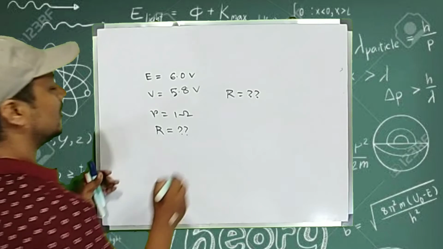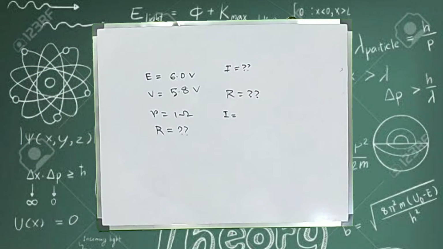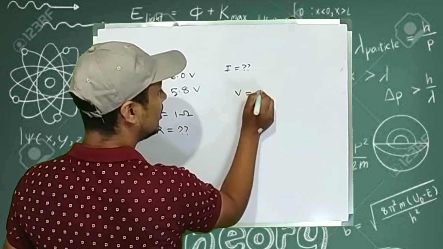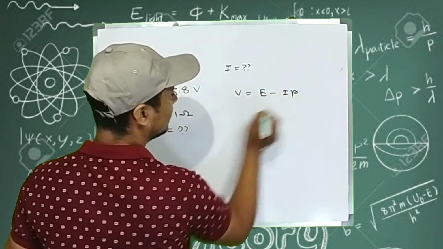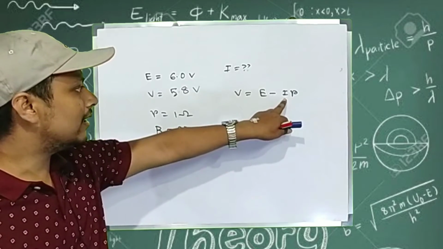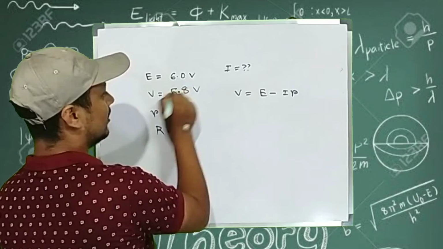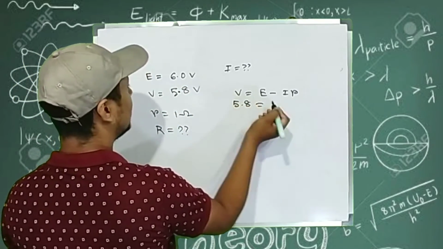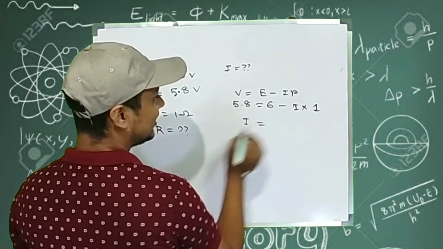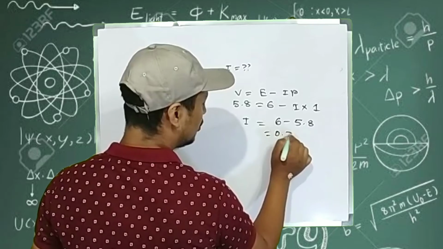You have to find out the current first. How can you do this? You should remember the formula. The potential across the external resistance is equal to the total EMF of the battery minus the internal resistance times the current. So put the value of V as 5.8, E as 6, that is I into r, and r is equal to 1, that is I is 6 minus 5.8, that is 0.2 ampere.